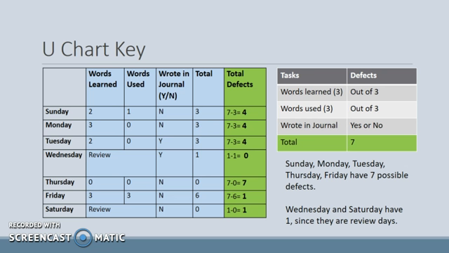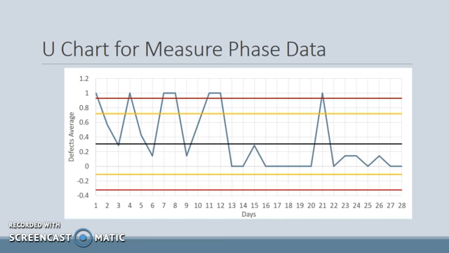To learn 3 words, to use those 3 words, and then write in my journal at the end of the day. And so I kept track of the defects, and so I could have a total of 7 defects per day. And then Wednesday and Saturday, I only kept track of writing in my journal because it was a review day. And so they were only worth 1 point each for that. And so with this is the U-chart for the measure phase.